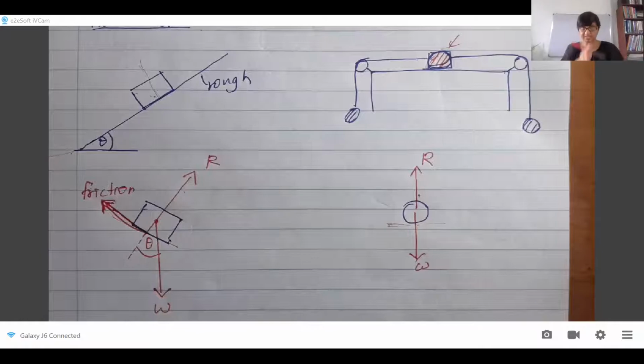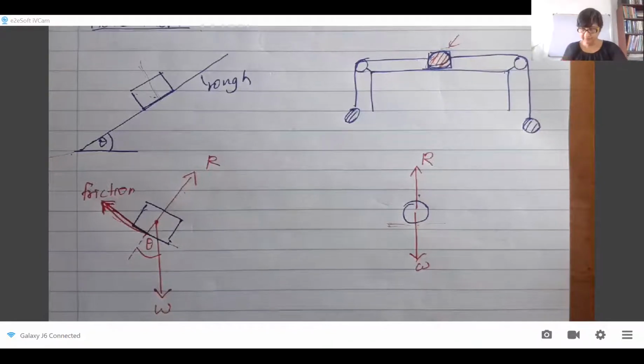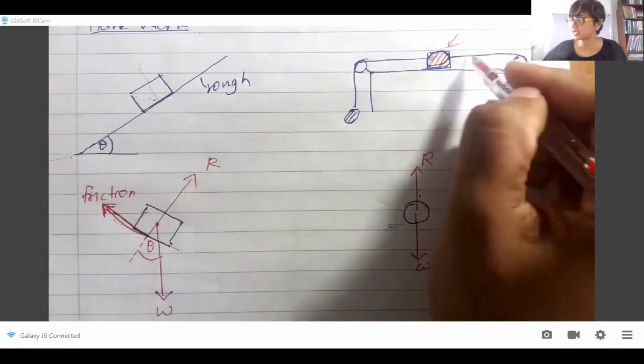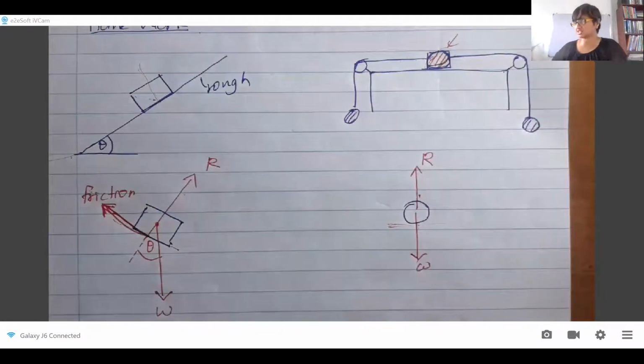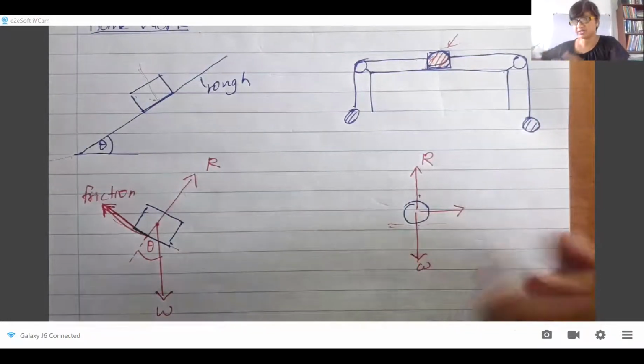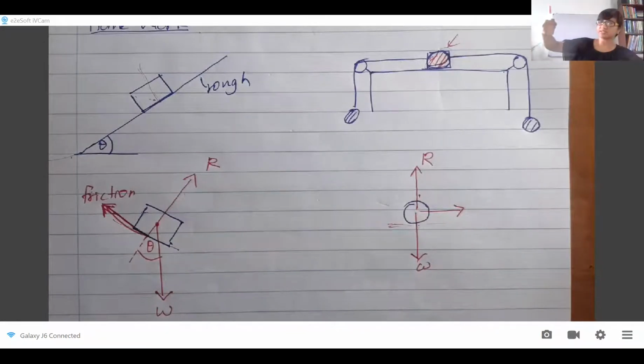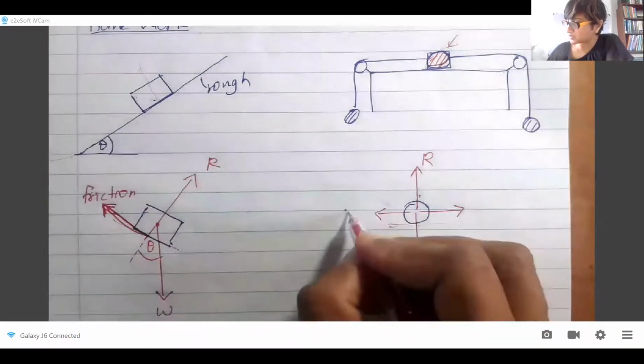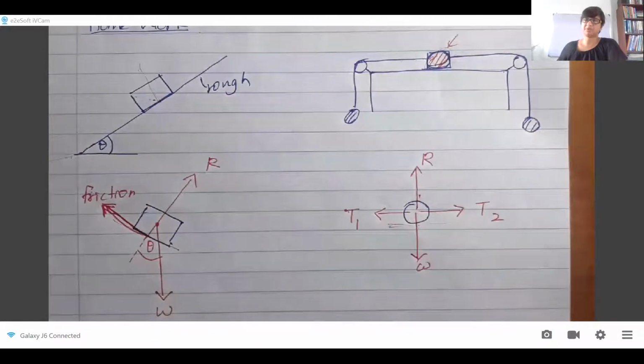And the line of action is the same for the weight and the reaction. Weight coming here, reaction along the same line. And then there are two masses hanging via two strings, so there will be two tensions. One will be pulling that way, and the other pulling this way. Since we don't know whether they are equal or different, we'll mark them differently, T1 and T2. Tension 1, tension 2.